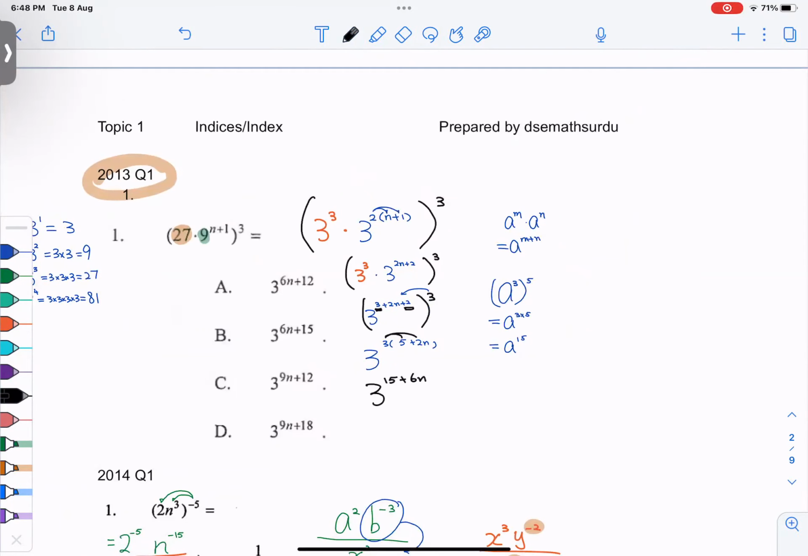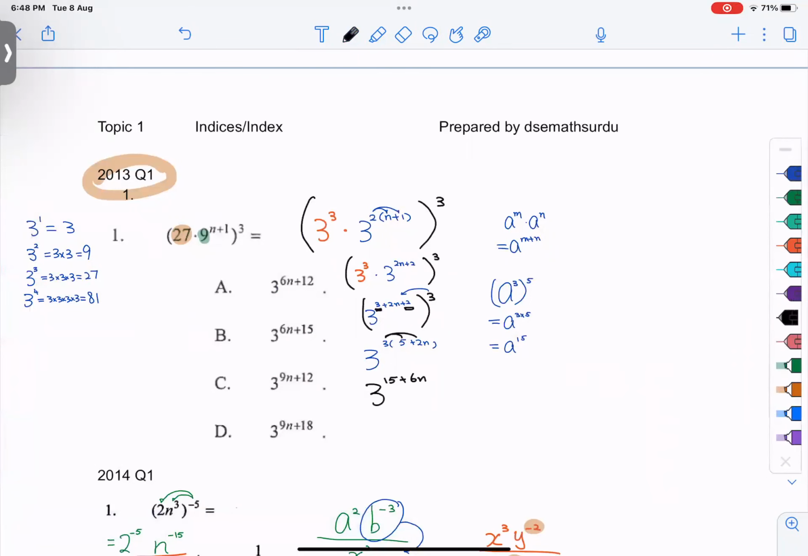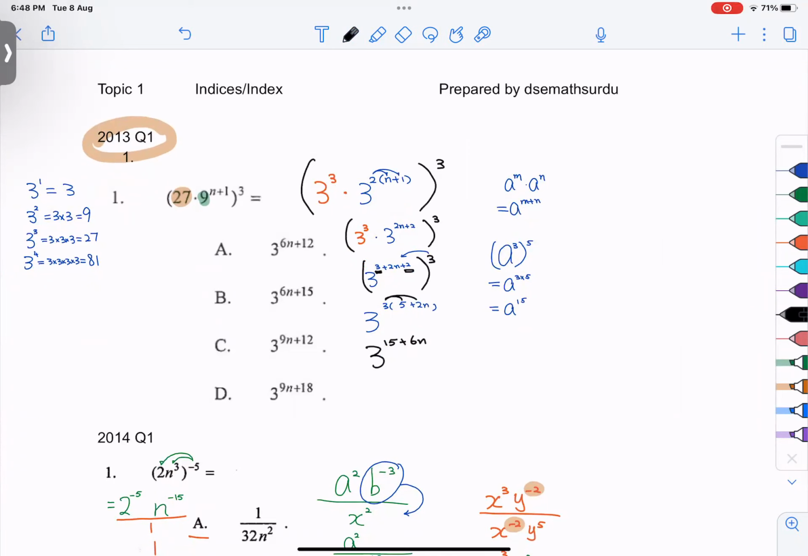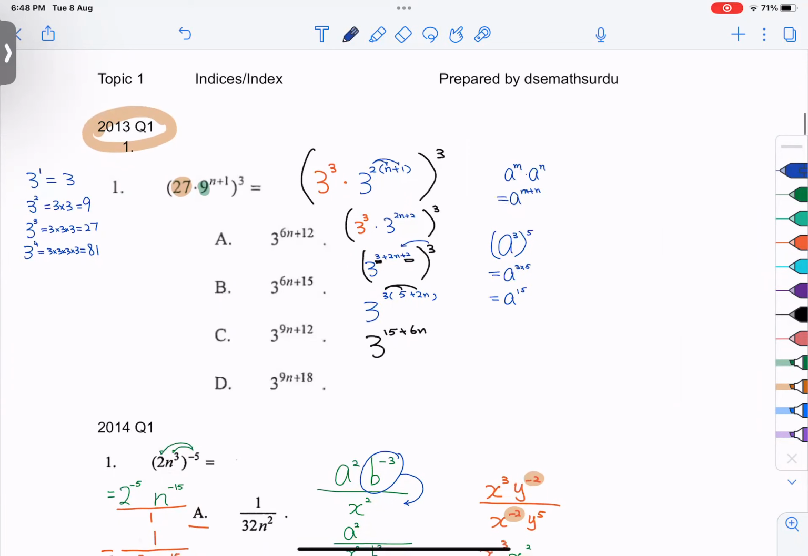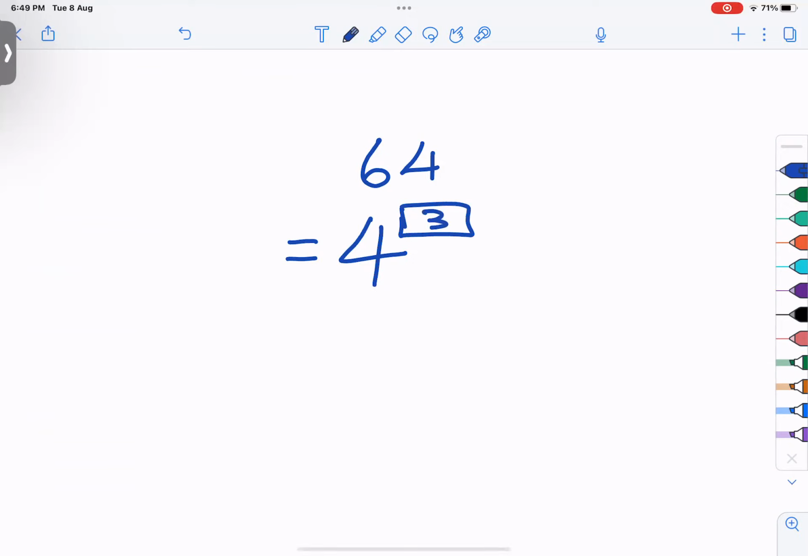So complicated, right? This is the hardest part of this topic. So can you guess, let's say, 64? What can it be replaced by? If I want to use the power base as 4, 4 to the power of what will be 64? Three. Yep, 4 to the power of 3.